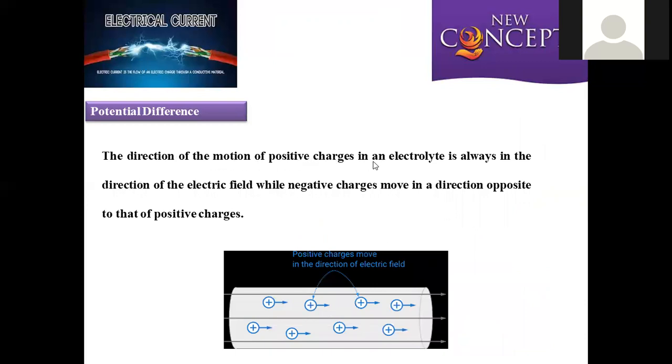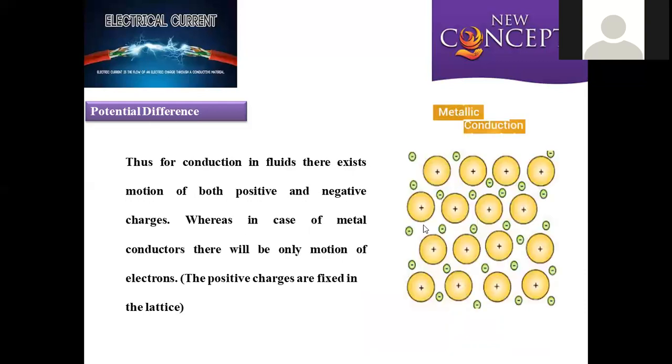Now, the direction of motion of positive charges in the electrolyte is always in the direction of the electric field, while negative charges move opposite to the positive charges. Obviously, if the charge density is high on the ion and high on the electrode, repulsive forces will operate. In order to minimize this, positively charged ions will migrate towards high electron density. Negatively charged ions will migrate towards low electron density, so that electrical neutrality is maintained. That is the main criterion for the origination of potential difference.